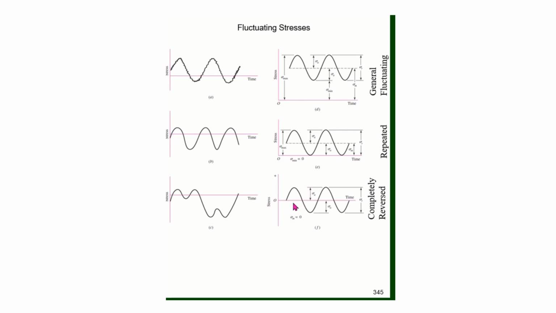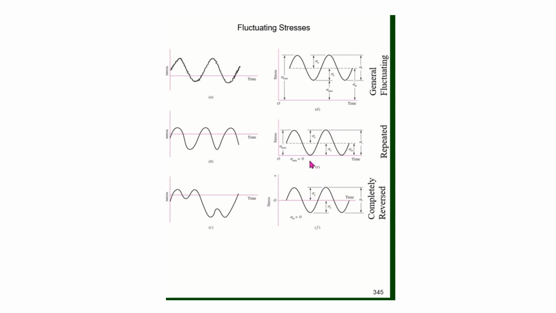In this case, this is called sigma alternating. The mean stress is the average stress over time, and so the average stress in this problem would be 0. So that's the definition of completely reversed loading: your sigma mean is equal to 0, and you have alternating stresses that fluctuate in tension and compression that are equal.